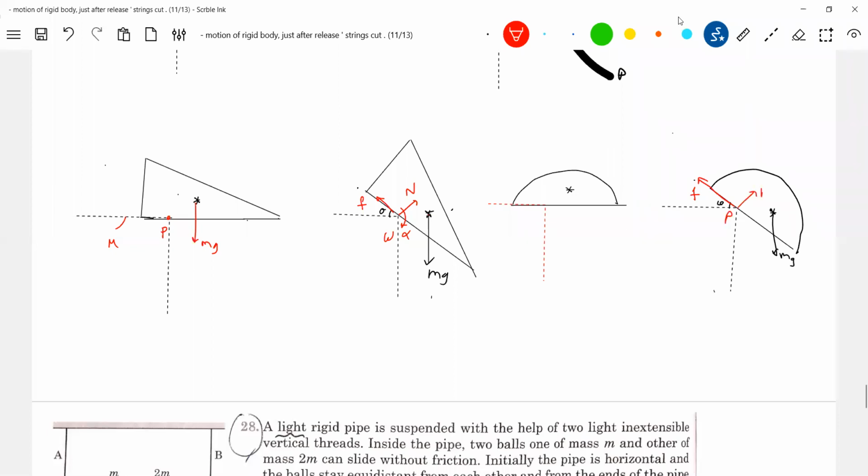And the normal contact. I'm just showing the basic things. Remaining all you are supposed to work out. This is the center of mass.